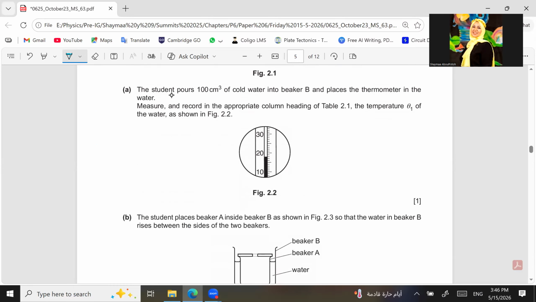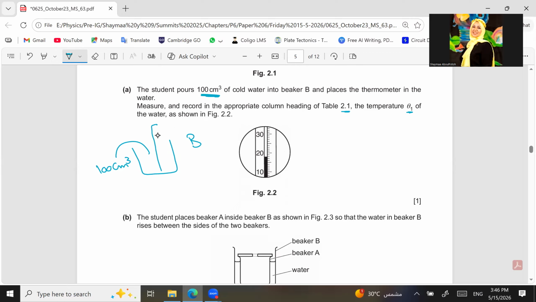Now, let's see. The student pours 100 cm³ of cold water into beaker B. I have beaker B, I pour 100 cm³ of water and place the thermometer in the water. Now measure and record in the appropriate column heading of table 2.1 the temperature θ1 of the water as shown in the figure.